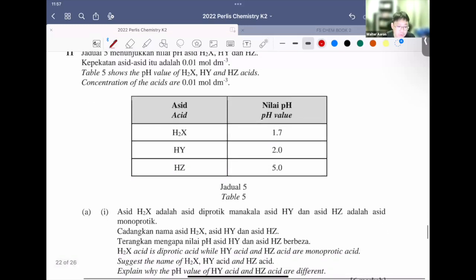If you see closely, H2X is actually a much stronger acid compared to the other two. HY is also considered a strong acid because it has quite a low pH value as well. But HZ is about 5, so it's actually quite high. So I'm guessing that H2X and HY are technically strong acids, but HZ is actually a weak acid. Also, H2X is a diprotic acid, and HZ is a monoprotic acid. So that's just to keep in your mind.